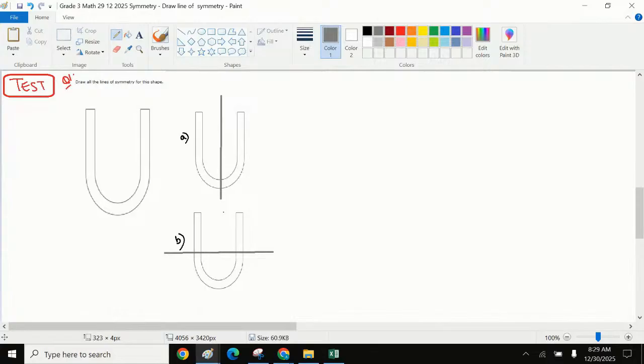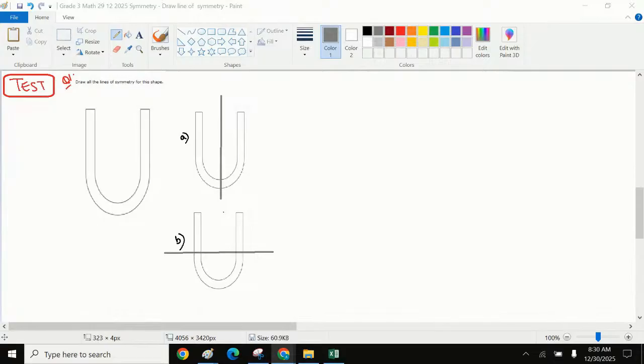Option A or option B? Can I have the answer? How many lines of symmetry does this shape have? Nate, how many lines of symmetry are there in the shape that looks like a U? Yes, option 1. Thank you.